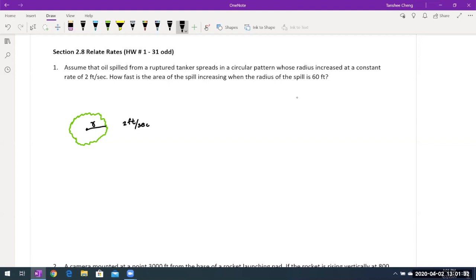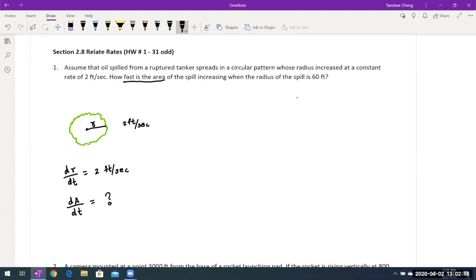So this rate of change of 2 feet per second for the radius is dr/dt, which is equal to 2 feet per second. So that is the rate of change in the radius with respect to time, how fast the radius is increasing. That is a known value given to us. Now, what we want to find out is how fast the area is changing. Another way of saying this is the derivative of the area with respect to time. How fast is that increasing? That's what we want to know.